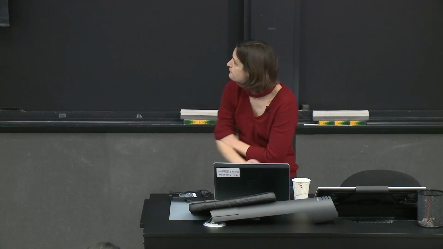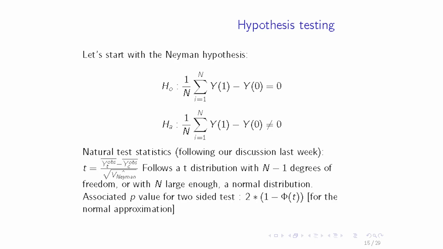Hypothesis testing. We can start with a Neyman hypothesis. Of course, now we have the apparatus to test any old hypothesis you might be interested in. But the Neyman hypothesis is one that we should pay particular reverence to. And that's simply the hypothesis that the average treatment effect is 0 versus the alternative that it's not 0. We are not making the hypothesis that it's larger or smaller, etc. The alternative is the rest.